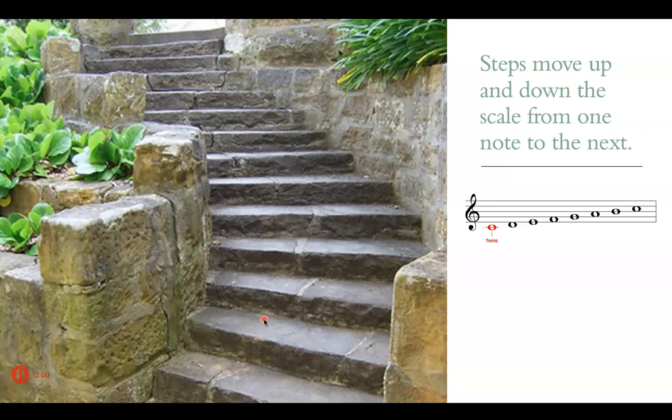Okay. You may have heard me say steps and leaps. So what is a step and what is a leap? Well, a step is just simply going from one note of the scale to the very next. So if you know how to play C major or a chromatic scale, we played them moving in steps.